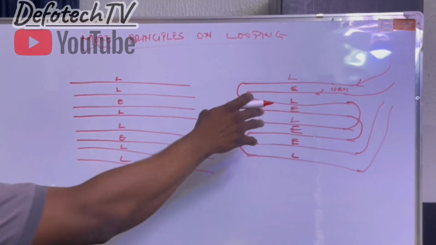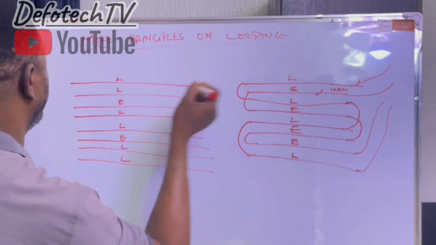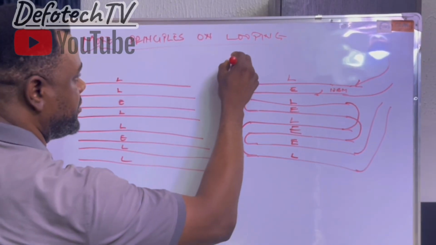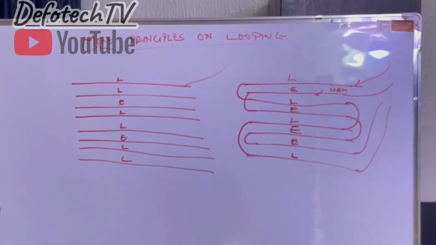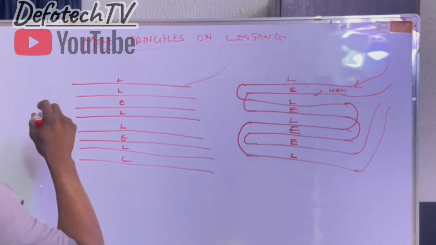You see, this is an 8 line, this is also an 8 line. Let's compare this. Then we have this live. Let's say the supply comes in from here. It gets here.